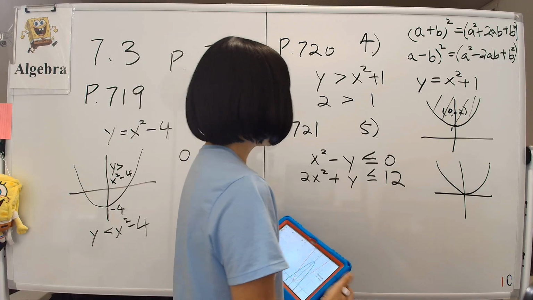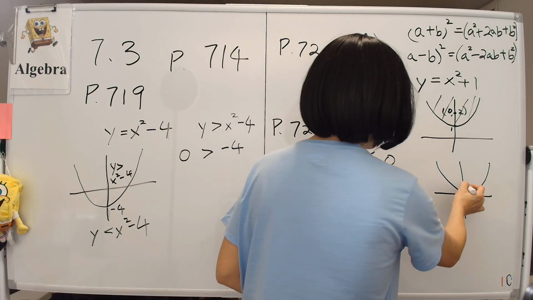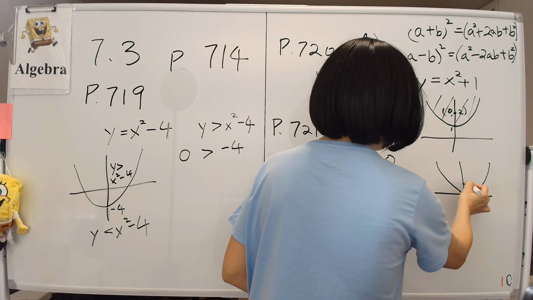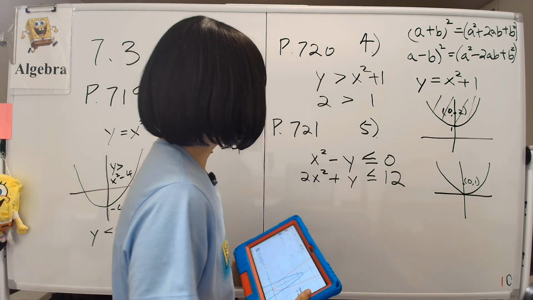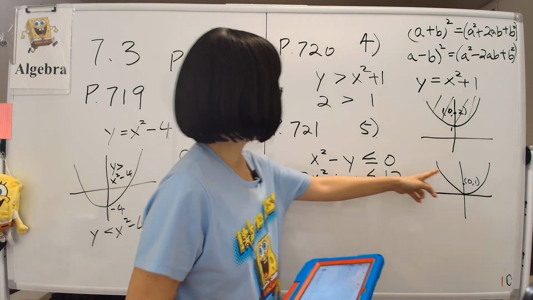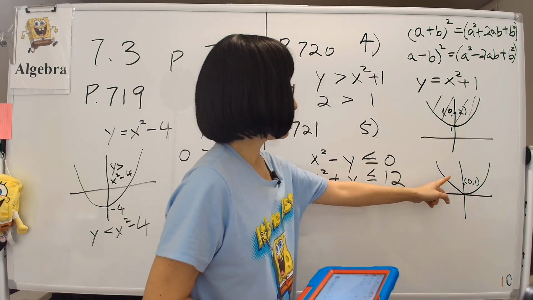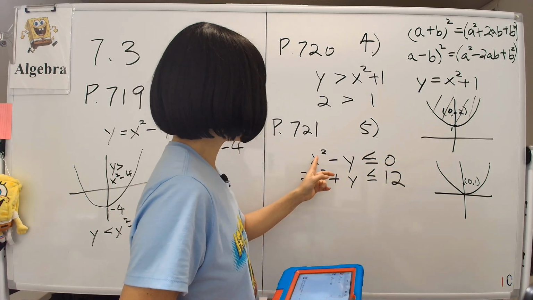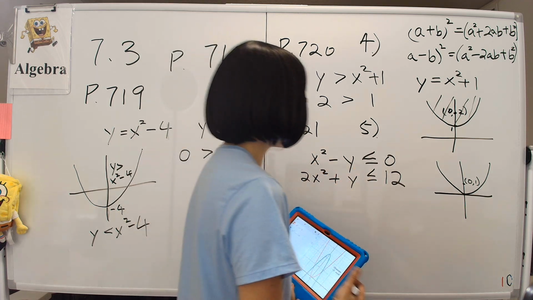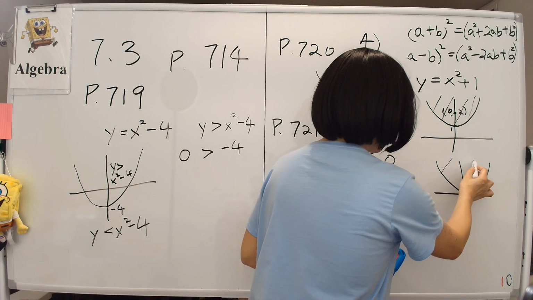Well, let's try anything in here. Say 1. This is the point 0, 1. Right? Now, is x squared minus y less than 0 in this area? Yes or no? If the answer is yes, then that's the area we're talking about. So 0 minus 1 is less than 0. Therefore, yes, this is the area we want.